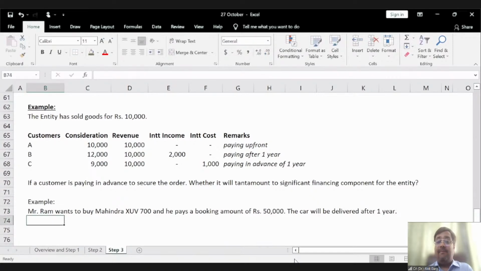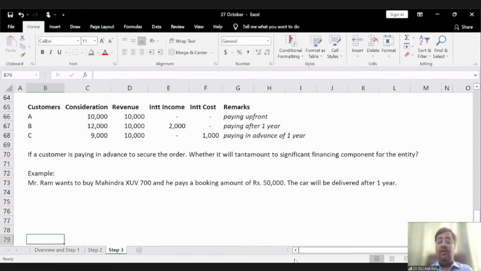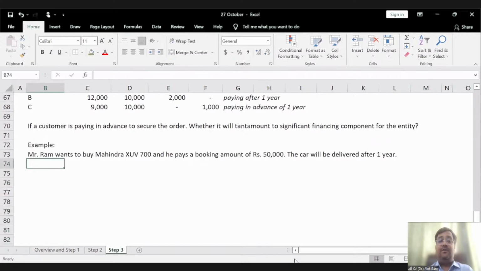Friends, this is not just an example, this is a real life scenario. If you want, you can visit your nearby four-wheeler showroom and you will find that you have to pay a booking amount, right? And you will get a delivery after 6 months, after 1 year, after 1.5 years. So if a customer is paying in advance just to secure the order, in that case, whether we need to compute the significant financing component, the answer is no.